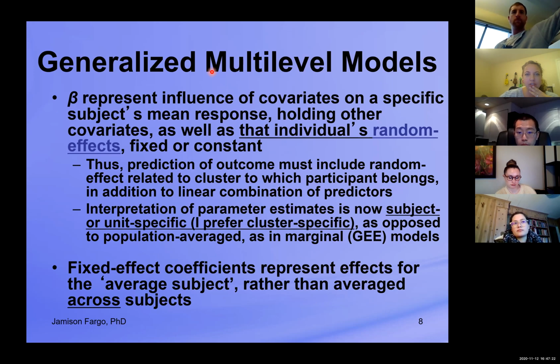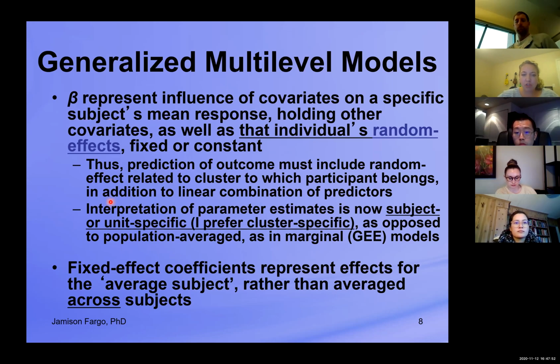I want to get us to a slide that has some pictures. Okay, betas. What do the betas tell us? The influence a covariate has on a subject or cluster's mean value of the response. And how do we interpret betas? It's the effect of increasing the X value by 1, holding all other covariates constant. And it's not just holding the covariates constant, it's holding the random effects fixed or constant.